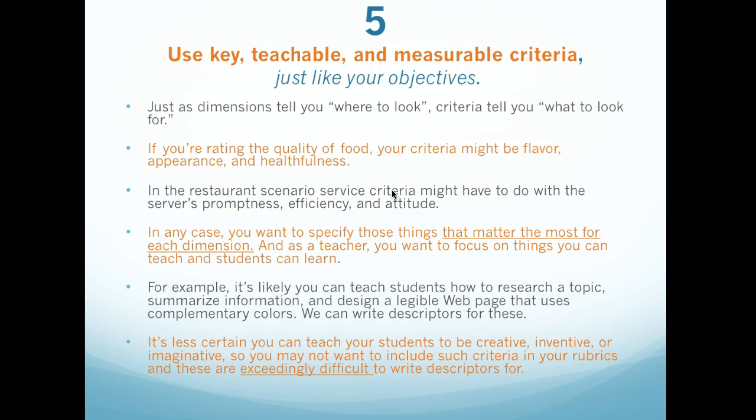You're looking for the quality. So the dimensions are the areas you're looking at. The criteria are the quality and the details of each dimension. Again, if we look at the restaurant model and you're looking at quality of food, it might be flavor, appearance, and healthfulness. And then flavor: no flavor, bland flavor, salty, many spices, complex, and delicious. And how do you rate delicious? Don't use the word delicious. In the restaurant scenario, service criteria might have to do with the server's promptness, efficiency, and attitude. And then you just grade them according to the level of quality in each dimension.